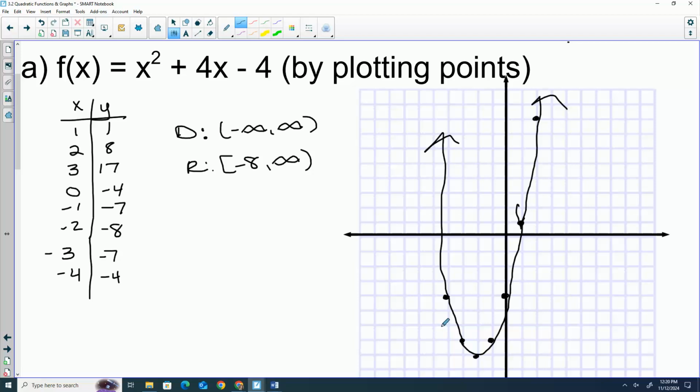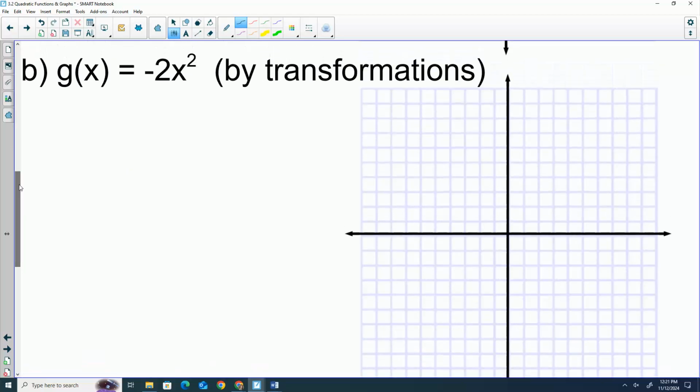Okay, let's look at one that's written in vertex form. So if it's in vertex form, we can do transformations. If I want you to graph something by transformations, what do I expect you to do first? Yes, I want the parent function. So if you're doing transformations, graph that parent function. So my parent function is the regular x squared. 0 squared is 0. 1 squared is 1. 2 squared is 4. Negative 1, 1. Negative 2, 4.